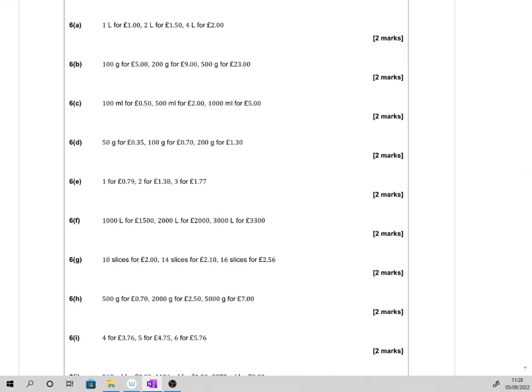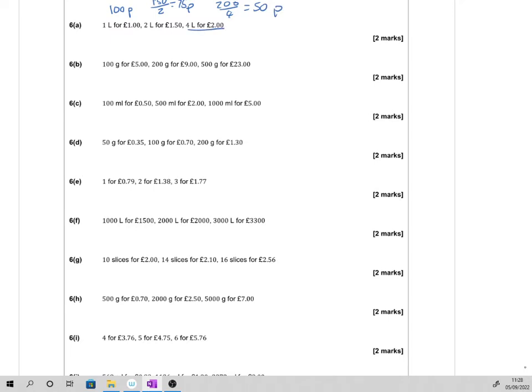Right, let's come down. So that one's 100 pence a litre. This one, 150 divided by 2 equals 75p. And this one is 200 divided by 4, which equals 50p. So the best one is that one.